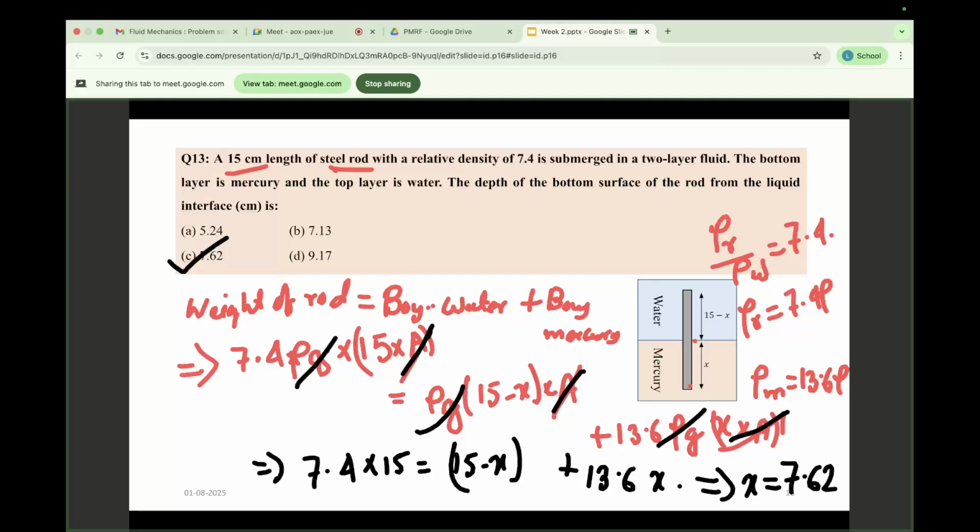So this is another important question. This is based on the buoyancy force. So please practice this also. Another last two questions are there. It will take another 5 to 10 minutes. This is a simple question. So can I move to the next one?